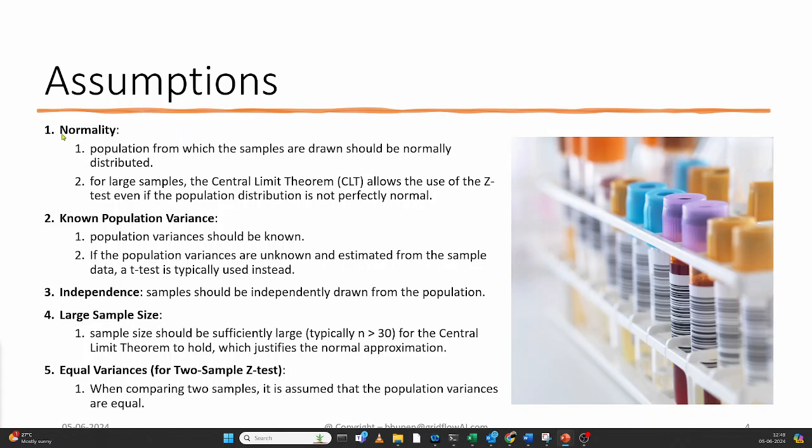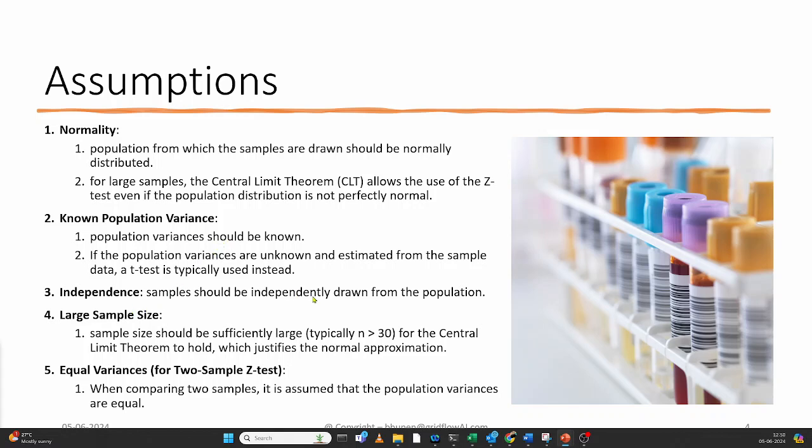Assumptions for z-test is normality, so population from which the samples are drawn should be normally distributed. For large samples, the CLT or central limit theorem allows the use of z-test even if the population is not normally distributed, because with a large number of samples, the sample parameter will tend to have a normal distribution. Another assumption is the population variance should be known in advance.